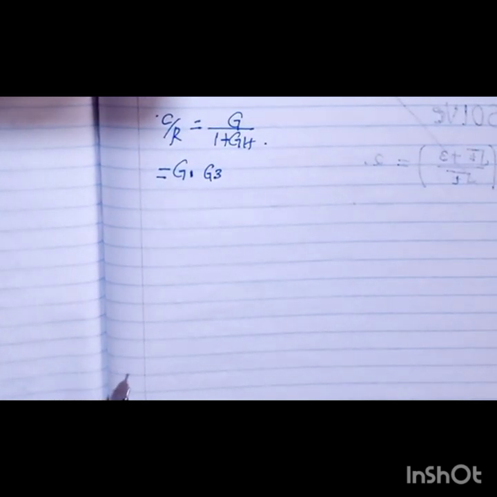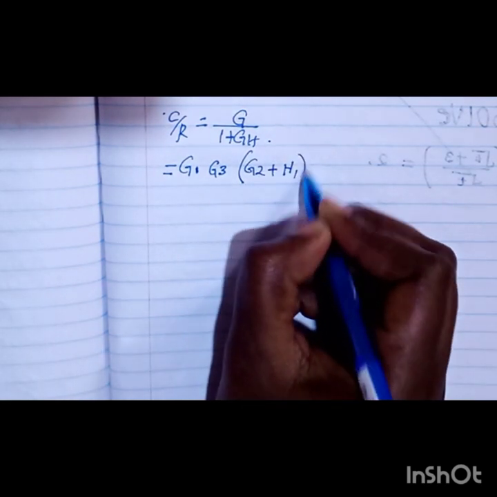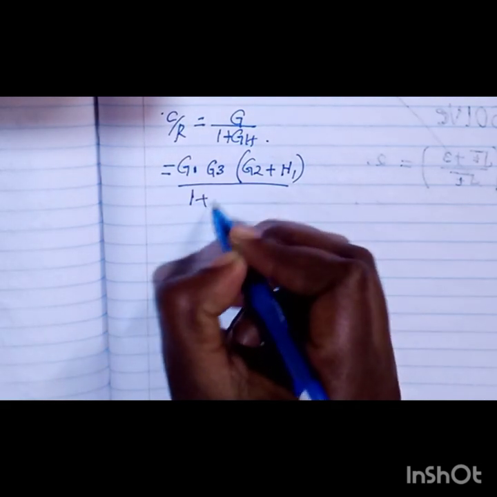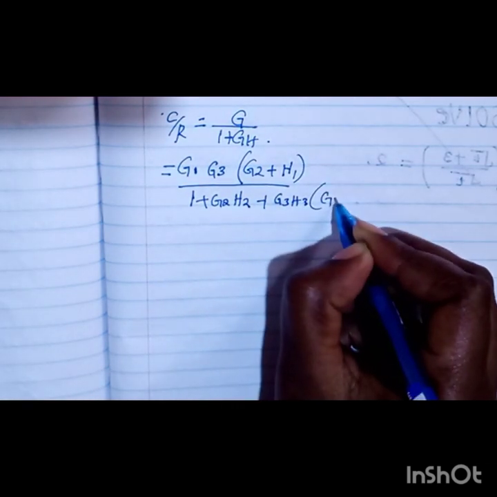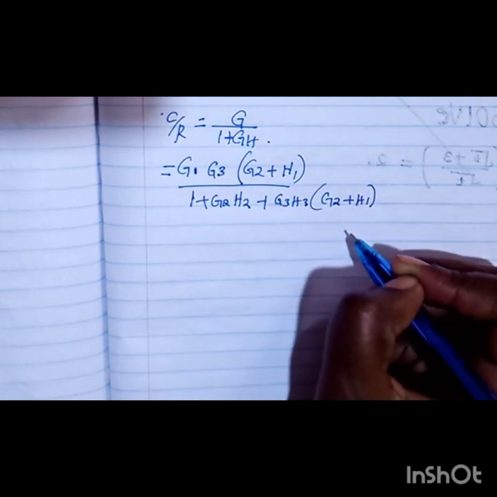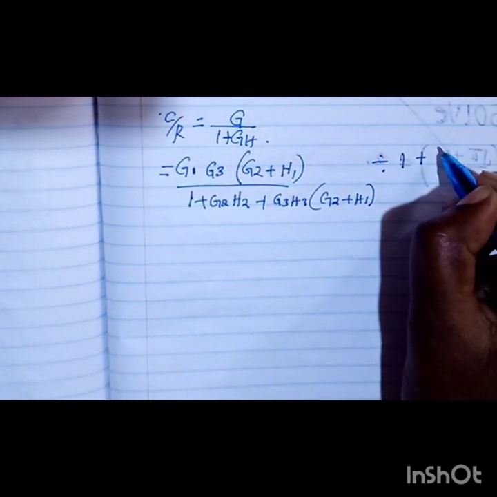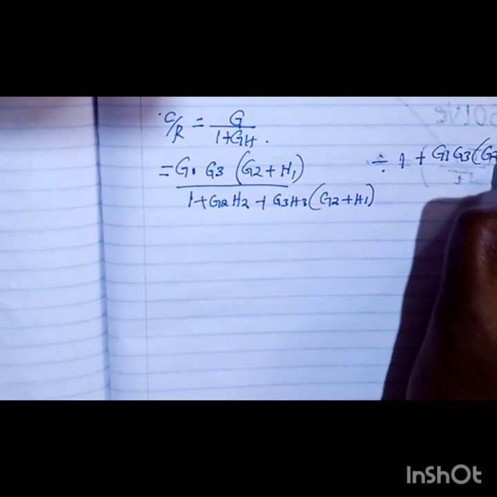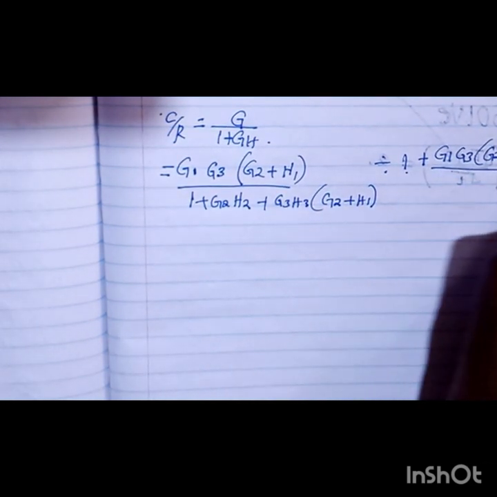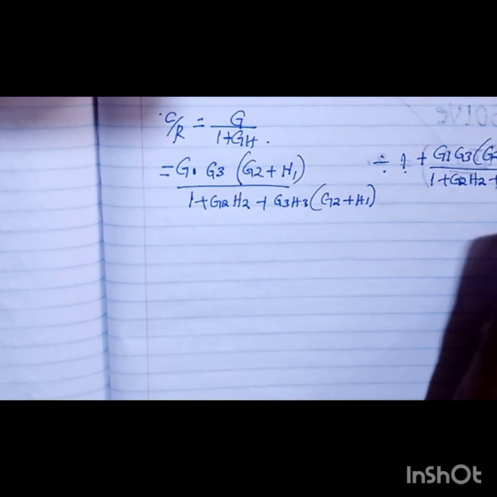The transfer function will be equal to G1 G3 into G2 plus H1, then divided by 1 plus G2 H2 plus G3 H3, then into G2 plus H1. That is now my forward element. Then divide by 1 plus, still G is the same as this term, so I'll have G1, G3 into G2 plus H1, then all over 1 plus G2 H2 plus G3 H3 into G2 plus H1, like that.